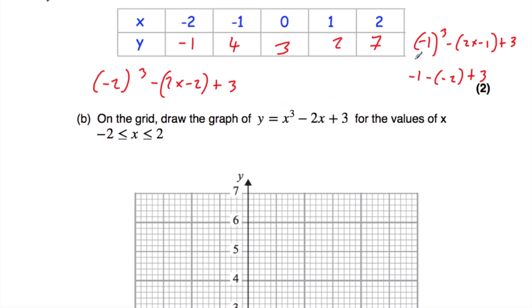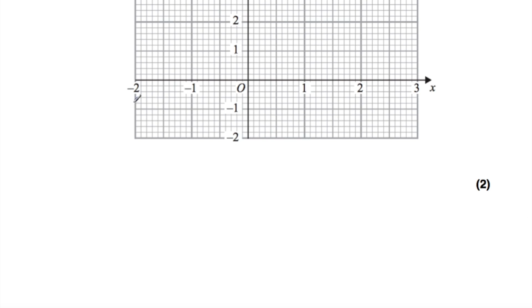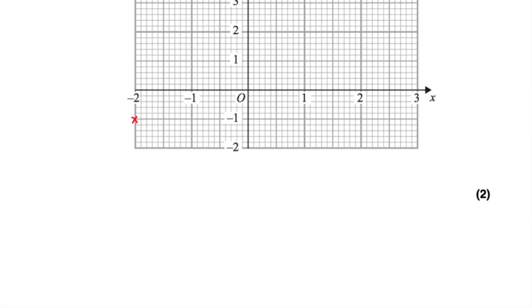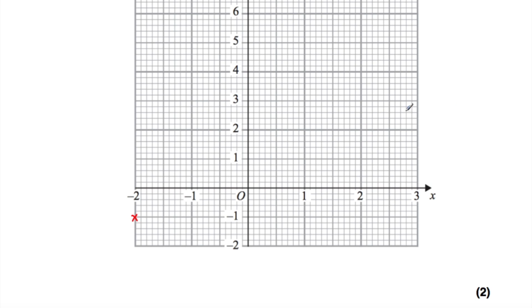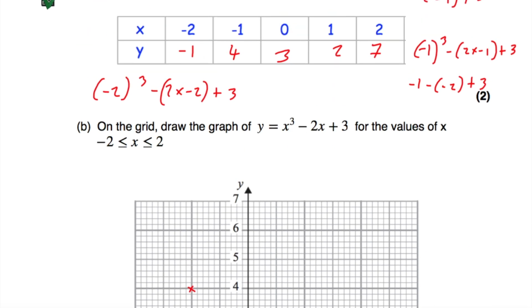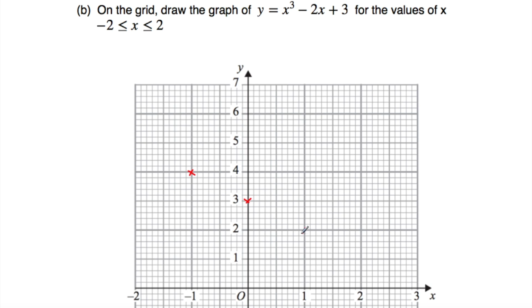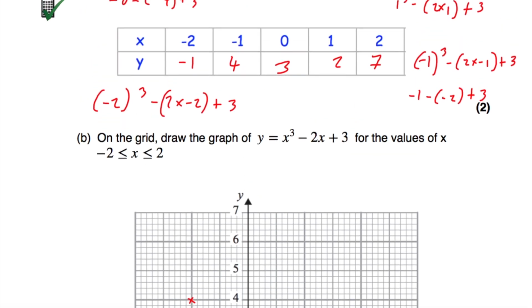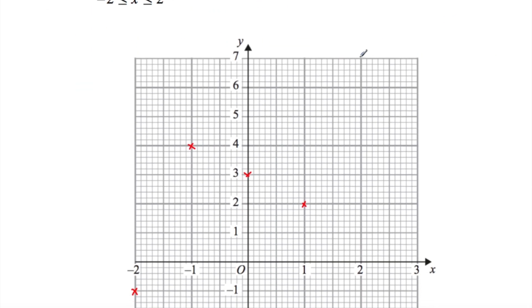So negative 2 across, 1 down. So negative 2 across, 1 down would be there. Next, negative 1 across 4 up will be up here. Next, 0 across 3 up will be there. Next, 1 across 2 up. So 1 across 2 up will be there. And then finally 2, 7. So 2 across 7 up will be up here. So there's those points. Now we just need to do our curve through them.